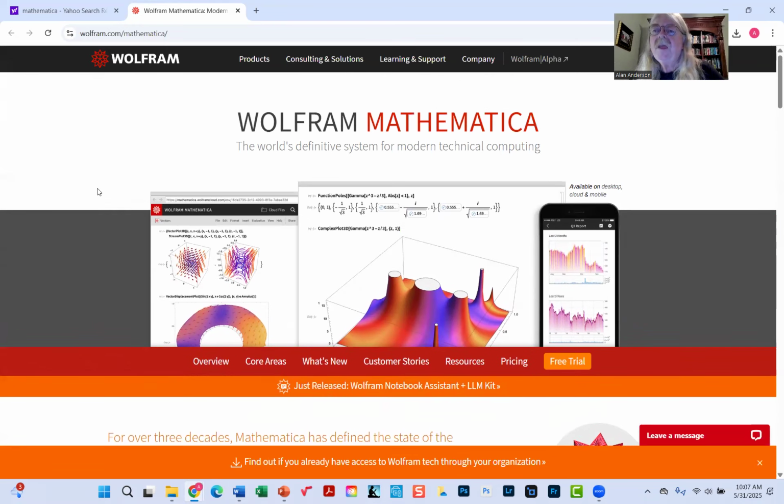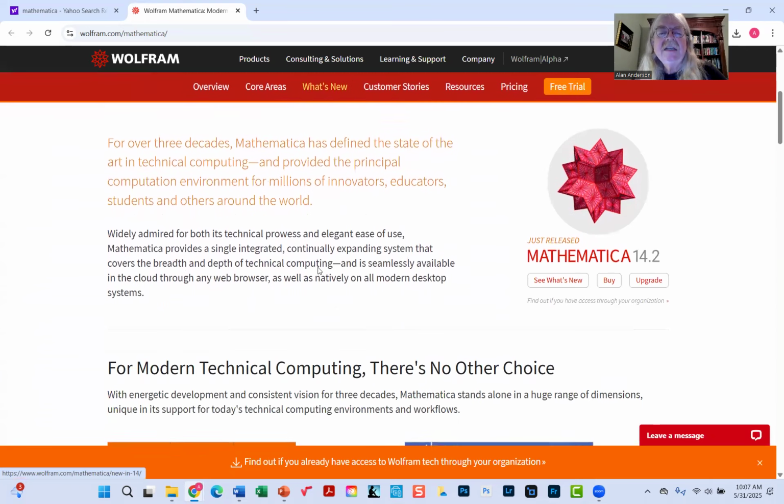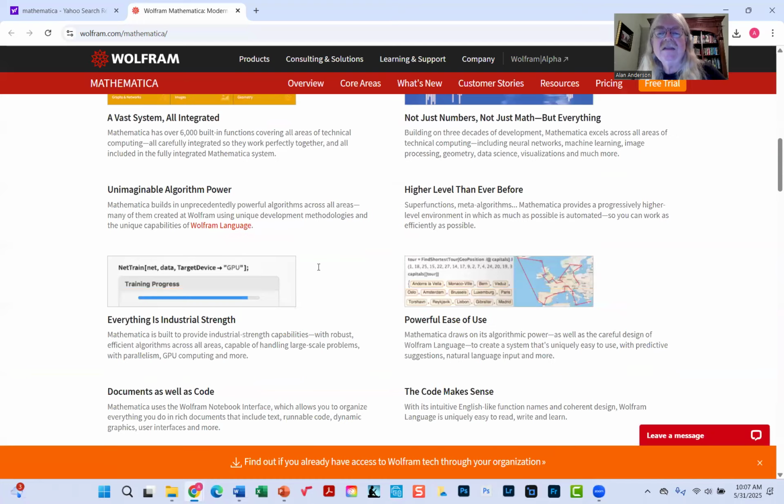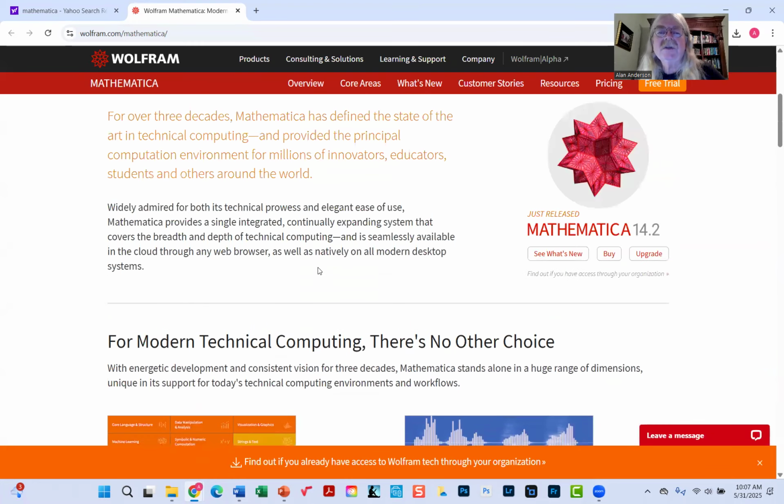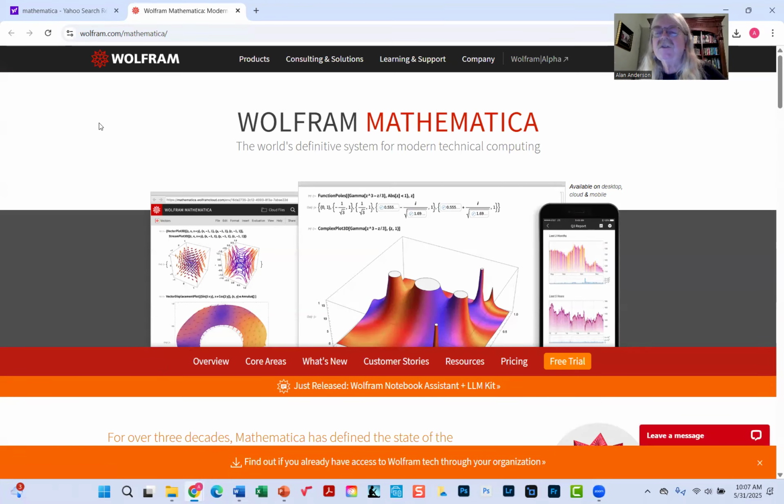At other schools, I'm going to guess that the same thing is true. I'm guessing that Wolfram has made a deal with probably every college in the United States in order to provide this for free to students so they can learn it and then use it when they graduate. So you can see it's very, very powerful. This is what professional mathematicians use. And so just be aware that it's available if you want to use it, if you're willing to put in the time to learn it.